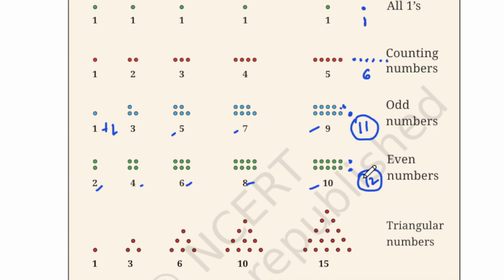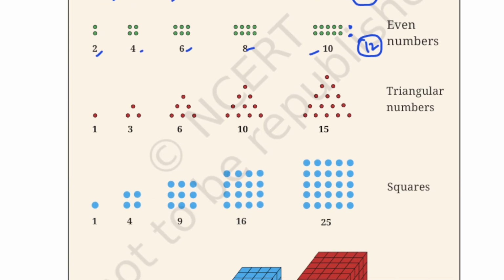Okay, so I don't have space here, so I'm just adding here. In case you're writing in your notebook, you should write like this: 1, 2, 3, 4, 5, 6, 7, 8, 9, 10, 11, 12. It should be like this. Alright, so the next one is the triangular numbers.